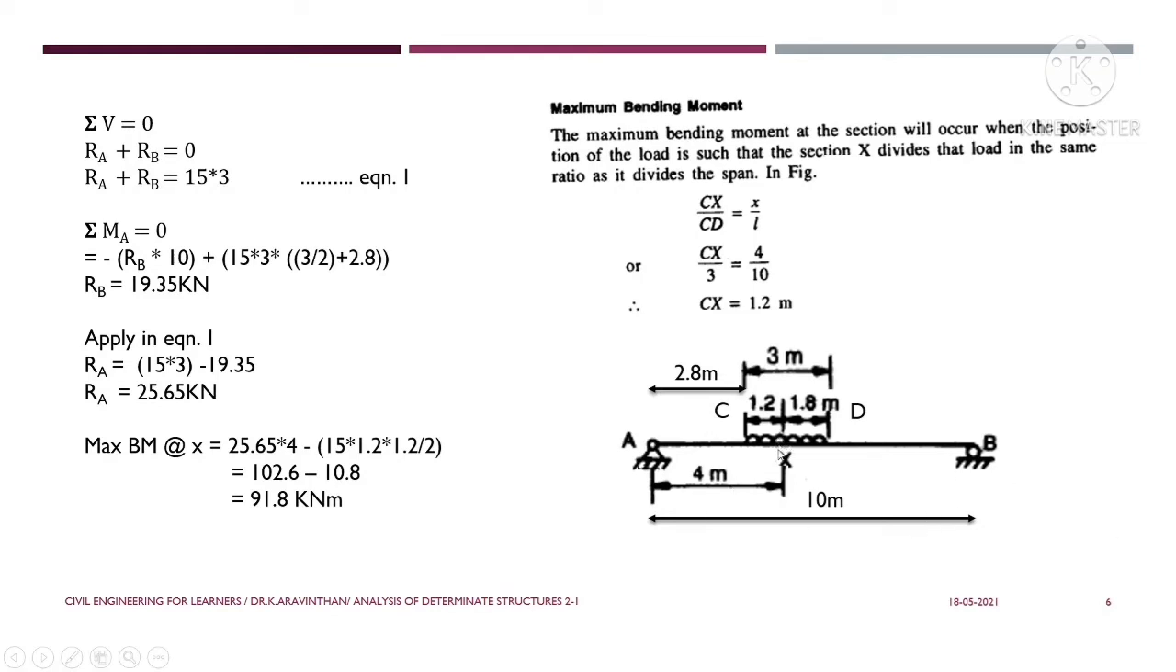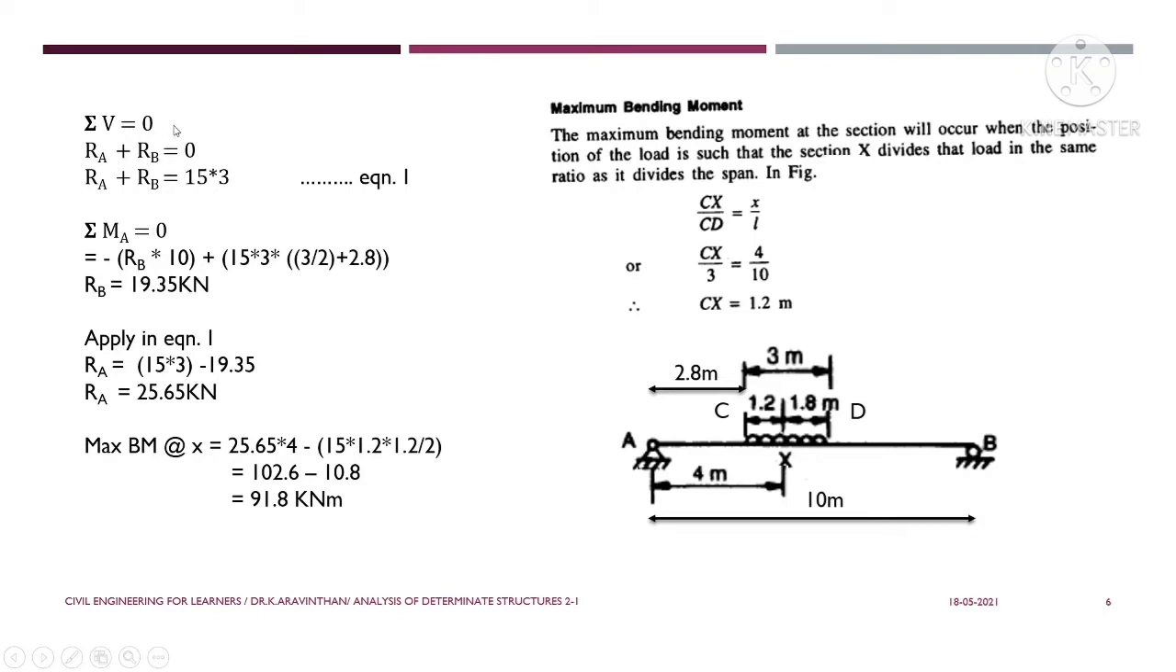Now we are only interested in taking the maximum bending moment at point 4 meter from the A. So now we have located the UDL here exactly. And after location, you have to find bending moment at the point X. To find bending moment, you need to find reaction, that is RA and RB. How to find reactions? You have to use the static equilibrium equation, and if you are using that equation, let us use sum of V equal to 0.